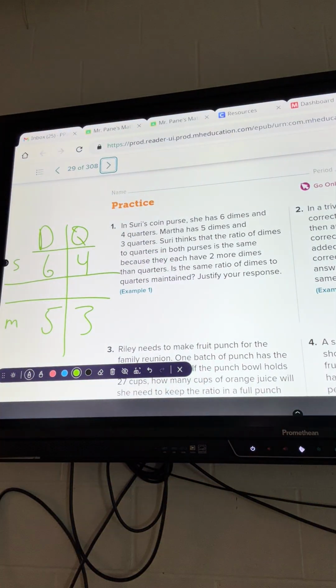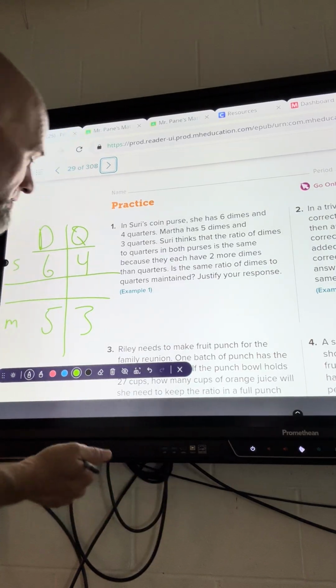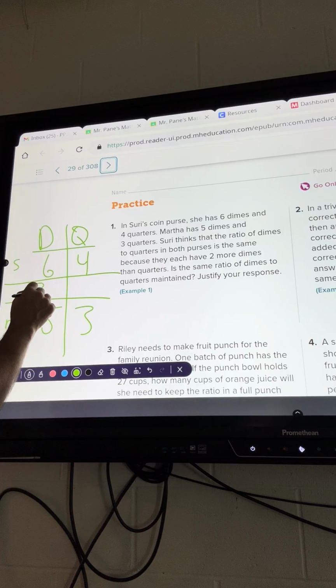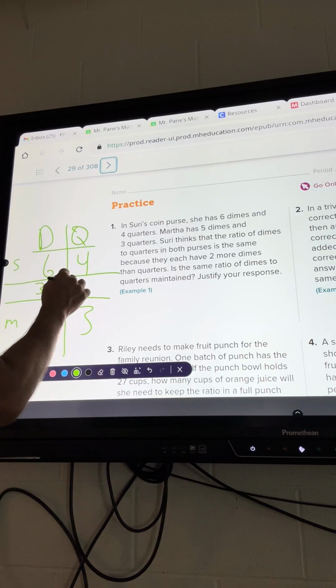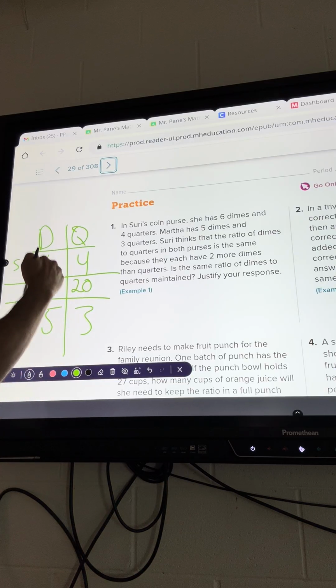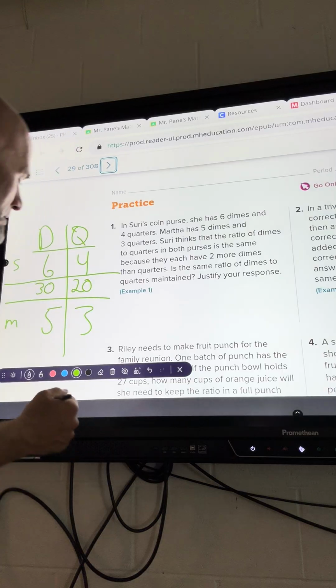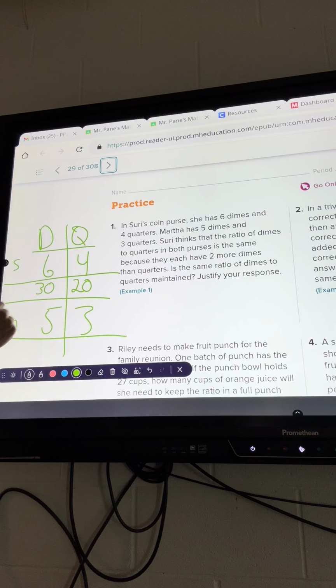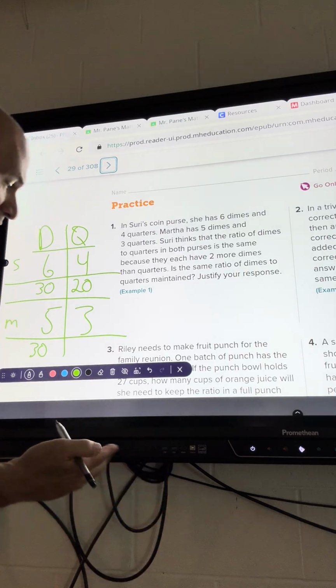So what you're going to want to do here is change one of the 2 coins to the same number. And what I mean is if you have 6 dimes here and 4 quarters for Suri, if you change the dimes to 30 by multiplying by 5 and change the quarters by multiplying by 5 to 20, that's the same ratio. 6 to 4 is the same as 30 to 20. Okay? So what you would want to do here is take the 5 for Martha and change that to 30 as well. And how do we do that? Well, we'd have to multiply the 5 by 6 to get 30.